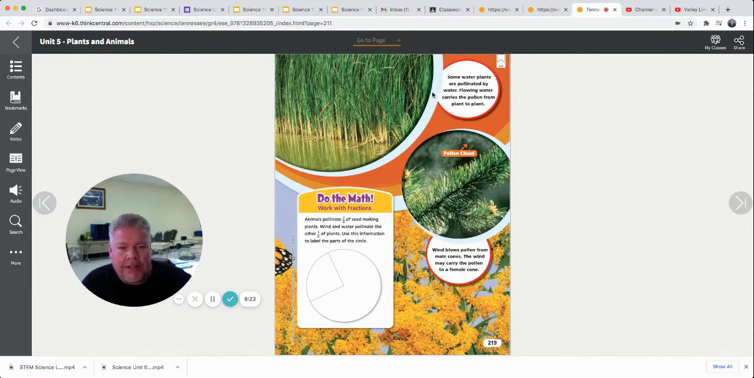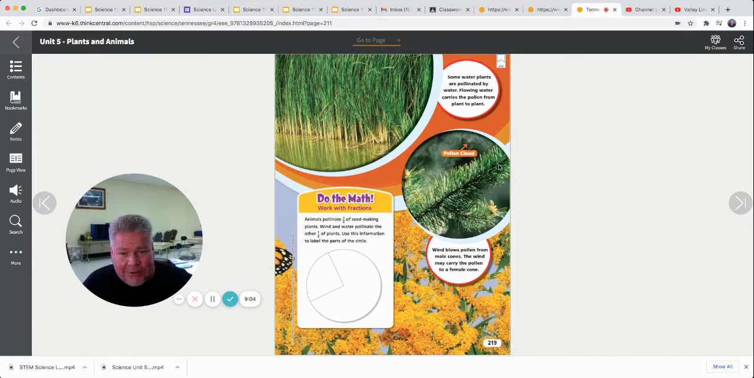Some water plants are pollinated by water. Flowing water carries pollen from plant to plant, so that water gets the pollen in it and it carries it to another plant. Wind blows pollen from male cones. The wind may carry the pollen to a female cone. Have you ever, in the spring, especially on a windy day, been by a tree and the wind blew really hard and you could just almost see a yellow cloud of pollen blow from the tree? Yeah, that'll make you sneeze for sure. That's a pollen cloud. The wind can blow that pollen and land it on another part of a plant, a female part, and make it start making seeds again.